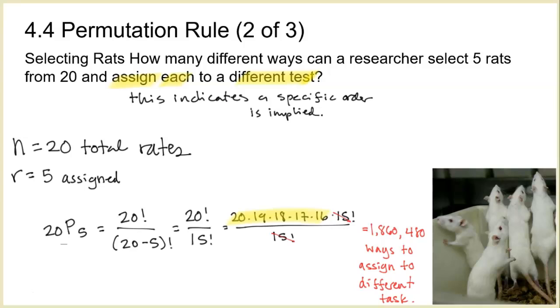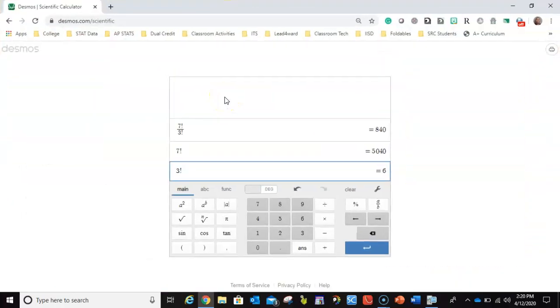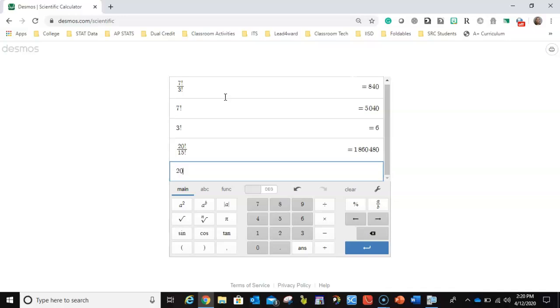And again, I can easily calculate that in Desmos, so 20 factorial divided by 15 factorial, and I get that value, or we can even do 20 times 19 times 18 times 17 and then times 16. So multiple approaches here to do the numerical calculations.